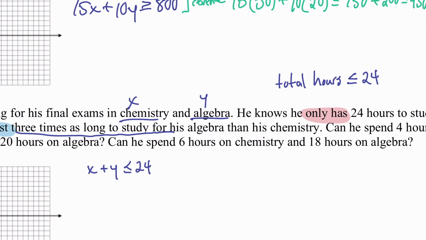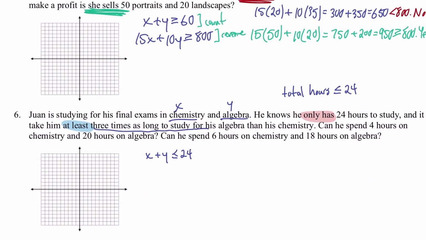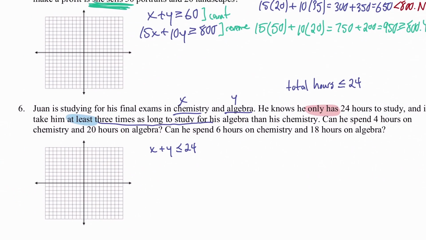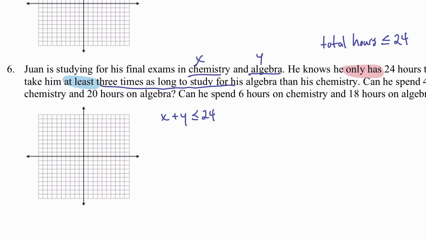Okay. And then the other part of the inequality, the 3 times as long part. It will take him at least, which means greater than or equal to, right, 3 times as long to study for his algebra than his chemistry. Well, that's a grammatical error. It should be as his chemistry, but whatever. This is a little bit misleading. Let's highlight this. This whole thing really should be highlighted. At least 3 times as long to study for his algebra as his chemistry.